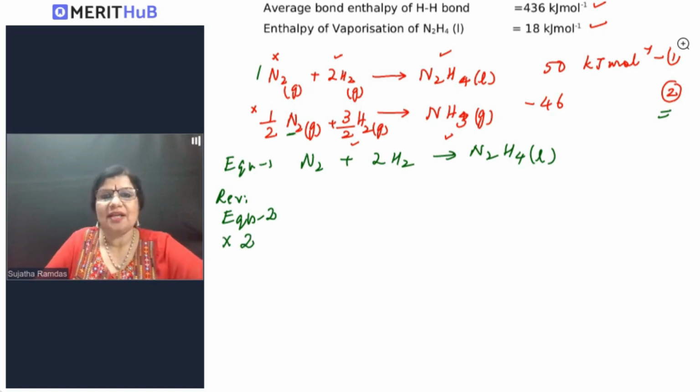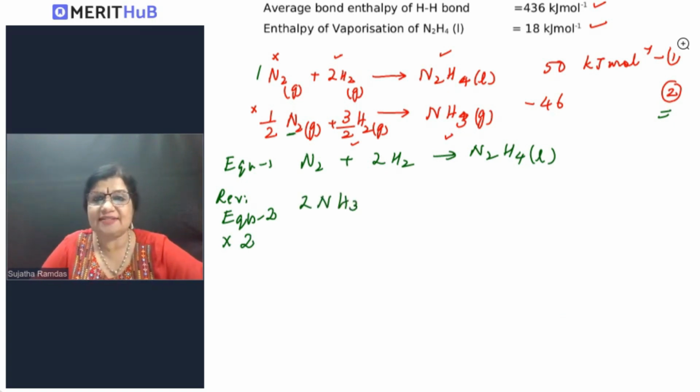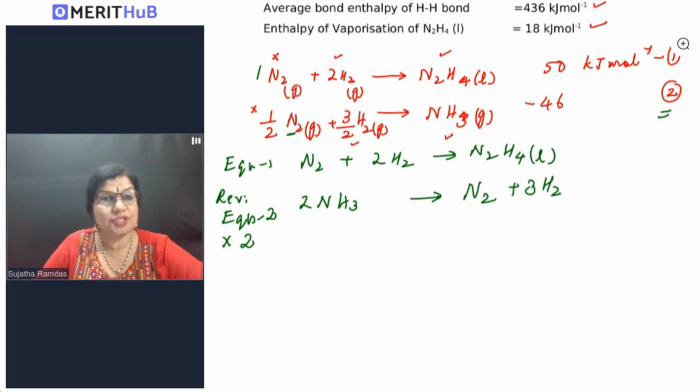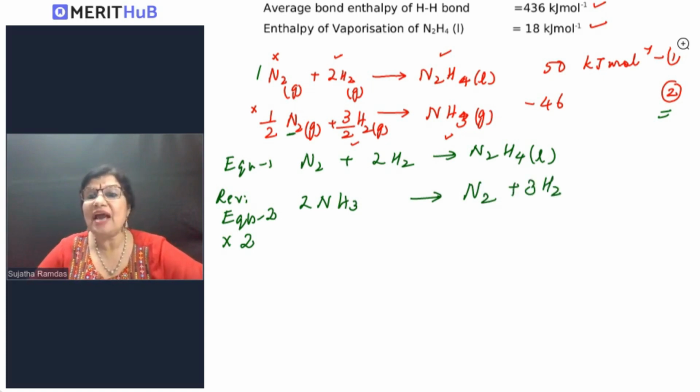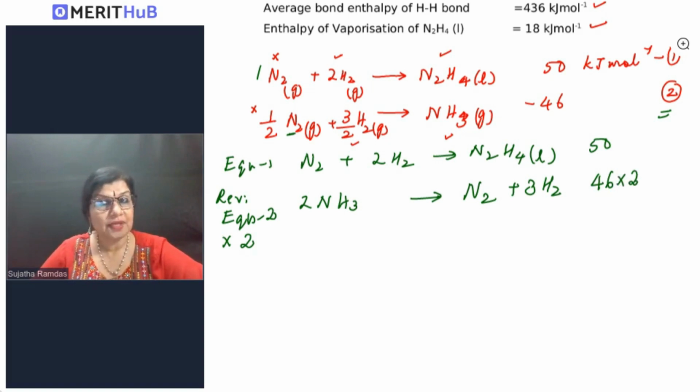So what do we get? We get 2NH3 gas on the left hand side, giving you N2 plus 3H2, right? And here the value was 50. Here the value is, when you reverse the equation, it becomes plus 46, and then you multiply by 2, right? And that is equal to 92.